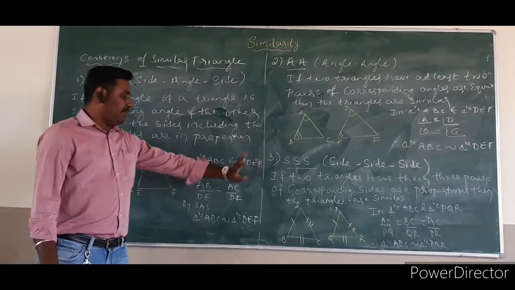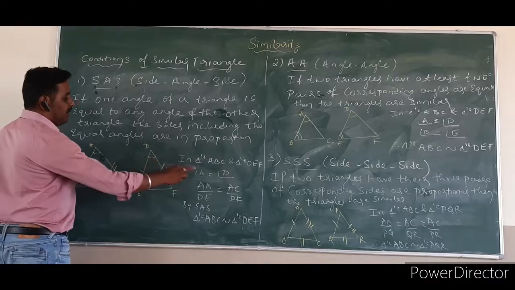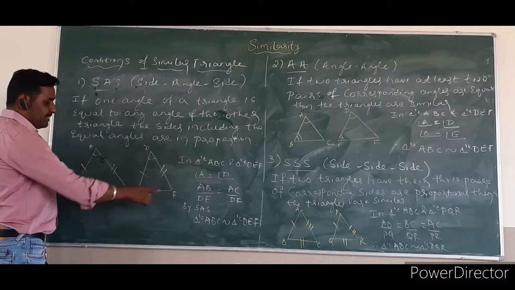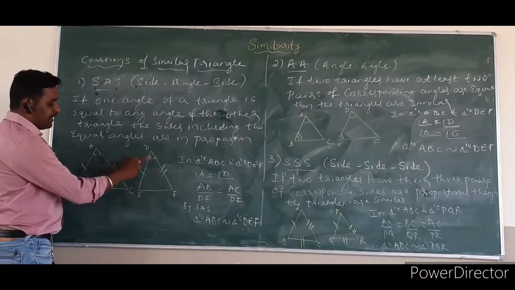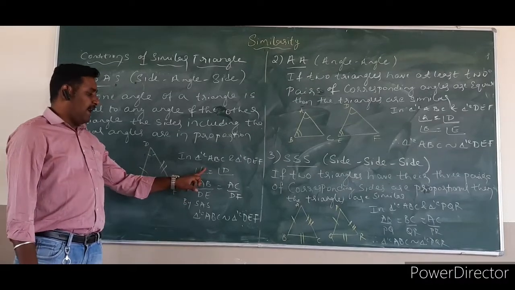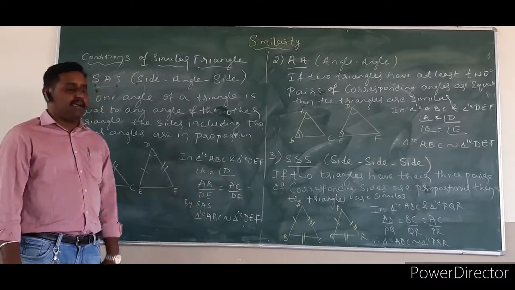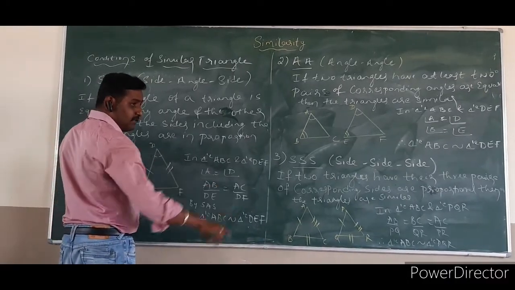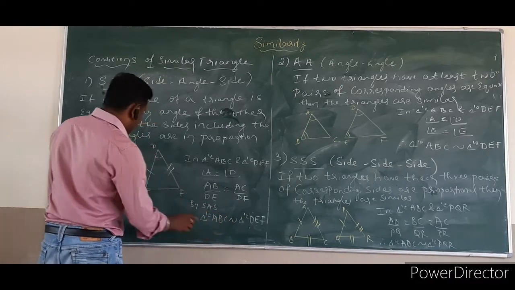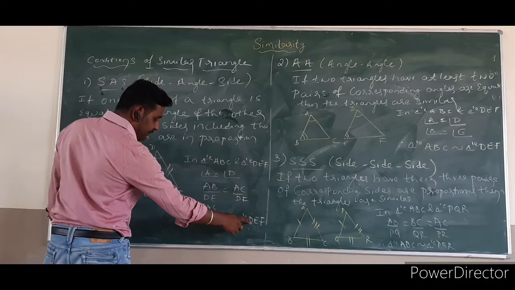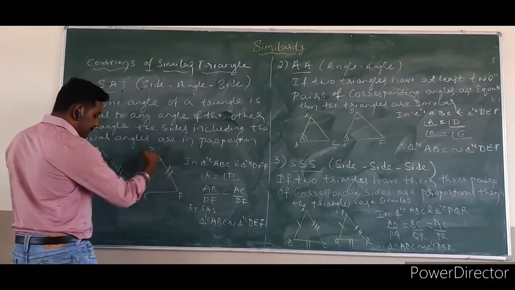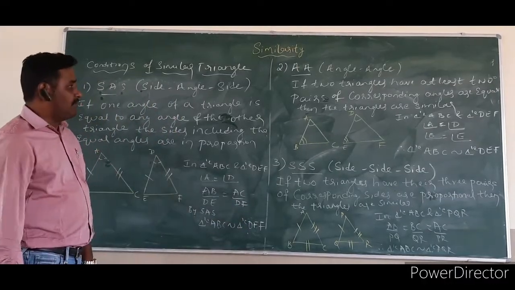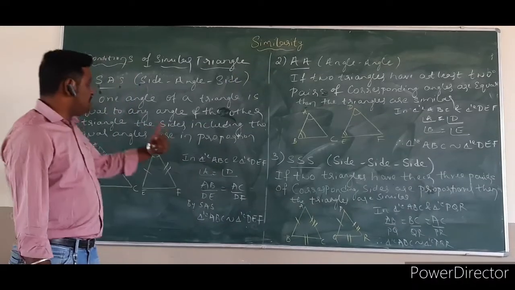So now in triangles ABC and DEF, angle A is equal to angle D. The angles are equal, so AB divided by DE proportionally must be equal to AC divided by DF. Side, angle, side. By SAS, these two triangles are said to be similar. While writing, write the vertices in proper order: angle A equal to angle D, and AB divided by DE proportional. So this is the SAS postulate.